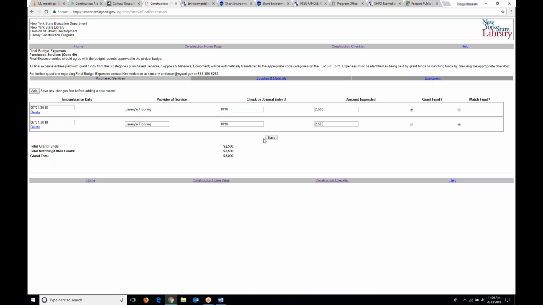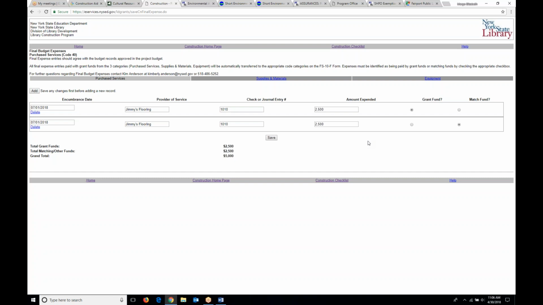So going back to the project budget that you filled in at the beginning of your application, if you said the project would cost $5,000, even if it cost you 10, here it's going to be $2,500 to Jimmy's Flooring under grant fund, $2,500 under the matching fund, if that's what was in my application, unless I did a budget amendment.